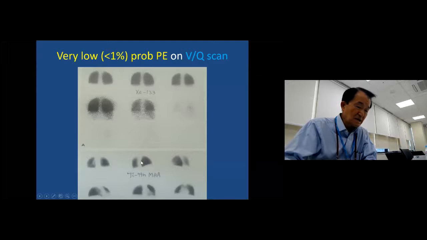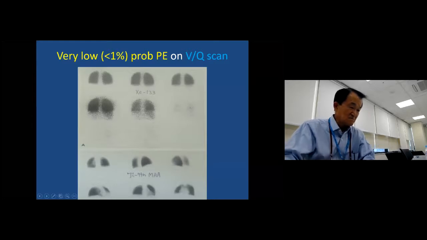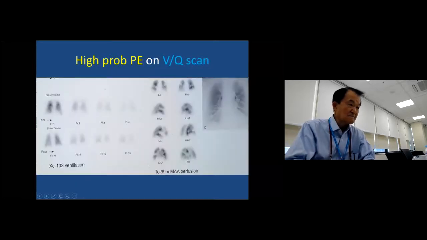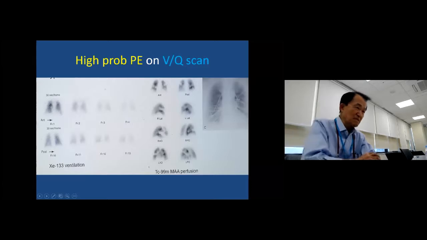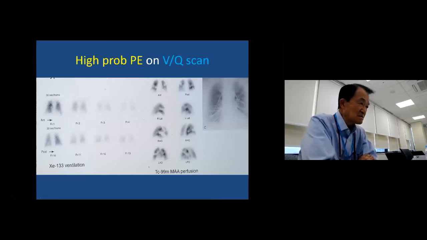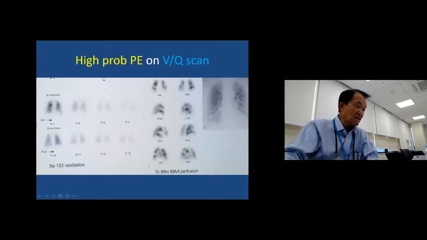Any wedge defect along this margin should be considered. So here are multiple bilateral segmental defects, more than 2, that's called high probability. High means greater than 80%. So that requires treatment, with normal ventilation.